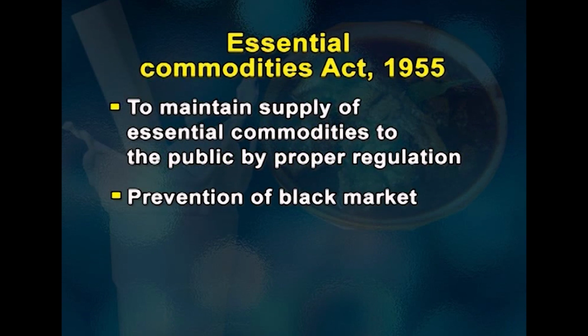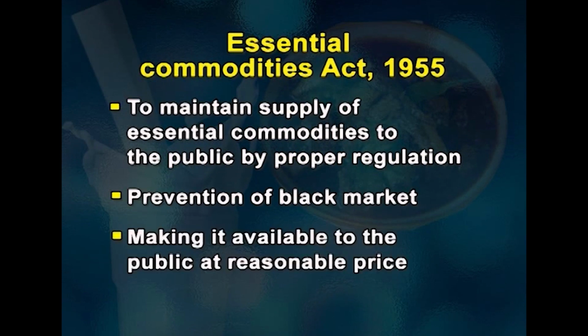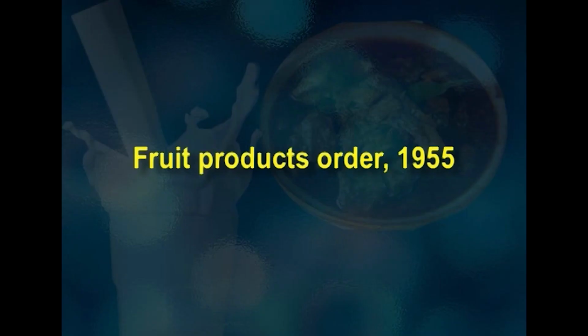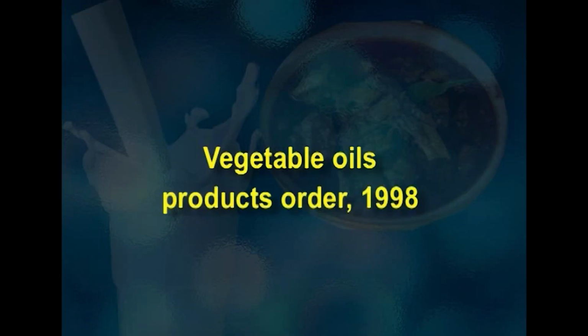Second, prevention of black market. Third, making it available to the public at a reasonable price. Under the Essential Commodities Act, there are a number of control orders to ensure the safety of the product. Under this, the Fruit Products Order, which was enforced in 1955. This order lays down minimum standards in respect of quality of various fruit and vegetable products and processing facilities at manufacture, storage and sale. Then the second one is the Vegetable Oils Products Order.